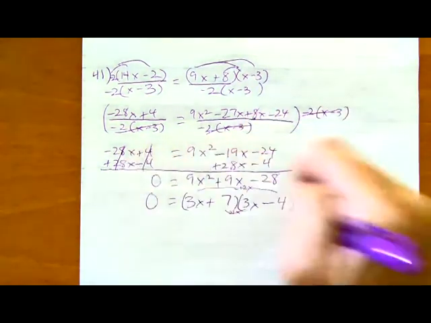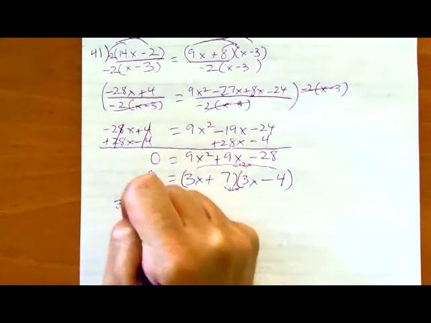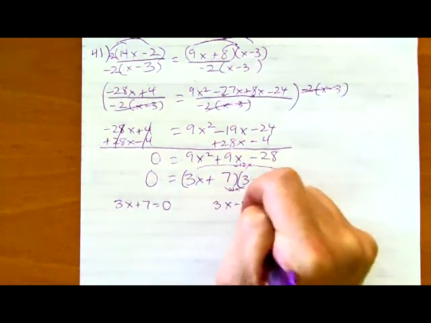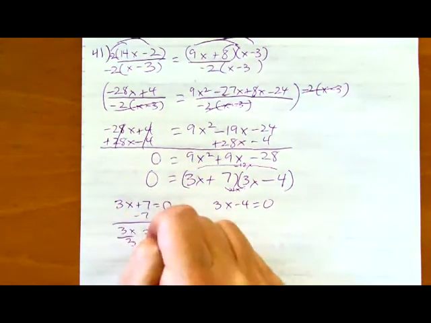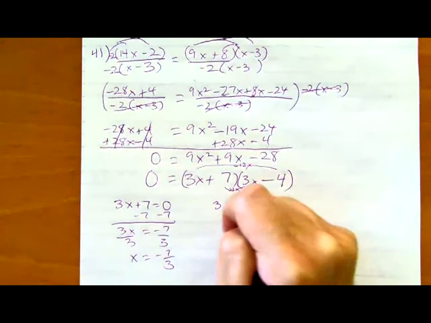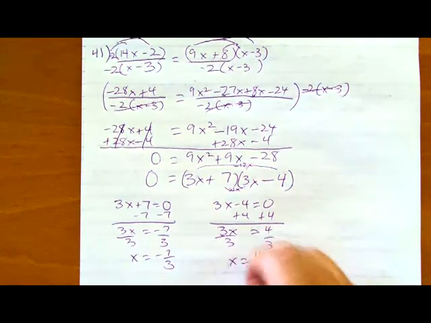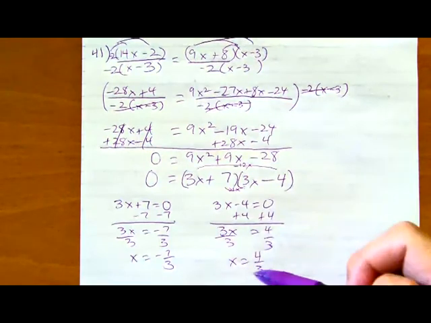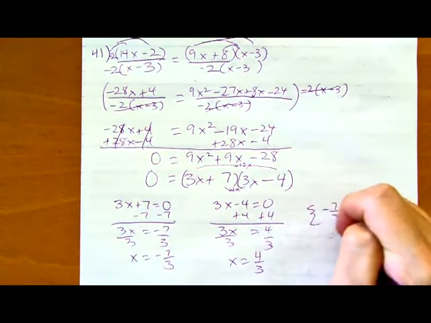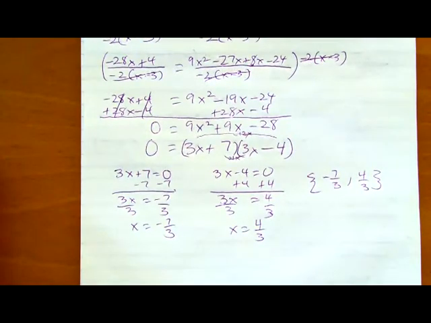Okay, now that we have it factored, each of the factors has to equal 0. So 3x plus 7 equals 0. 3x minus 4 equals 0. And then we solve for x. x minus 3. Neither of them will produce a 0. These are your two solutions. Negative 7/3 and 4/3. Oh, sorry. Okay, we'll see you in the next one.